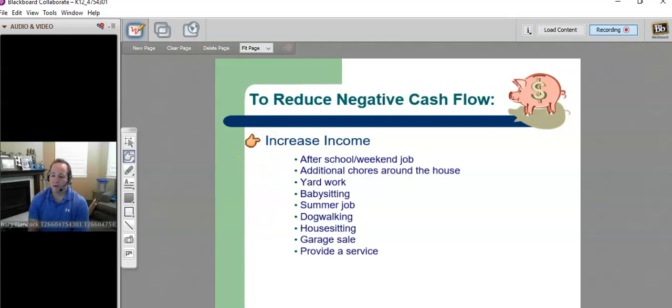Okay, another thing, as I said, if you don't have enough money after you reduce your spending costs, then you can look at increasing your income too. Okay, some things right there. Weekend or after school jobs. I have after work here, I do driver's ed. I do some other things on the side to get additional income. Additional chores around the house. I don't think my wife's going to pay me to do that, but yard work, babysitting, summer jobs, walking the dog, house sitting, garage sales, providing other kinds of services.